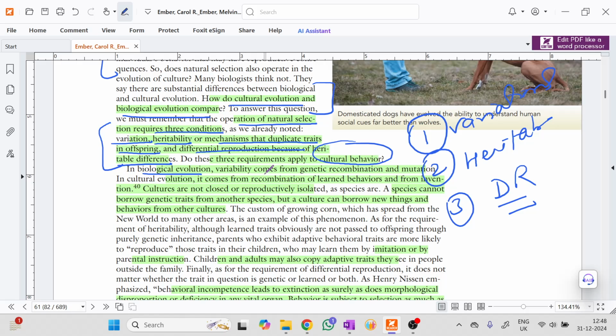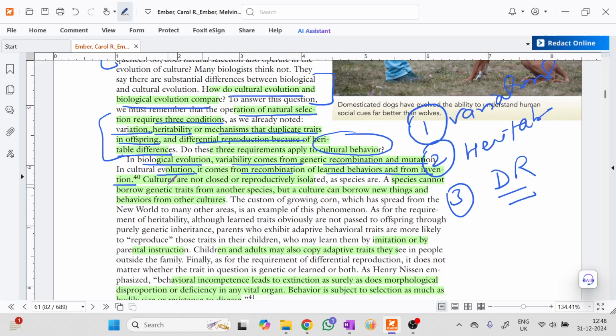In biological evolution, variability comes from genetic recombination and mutation. But in cultural evolution, variability comes from recombination of learned behavior and from invention. Then cultures are not closed or reproductively isolated. A species cannot borrow genetic traits from another species, but a culture can borrow new things and behavior from another culture.